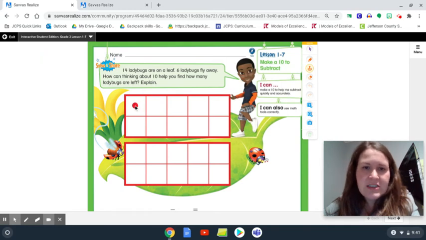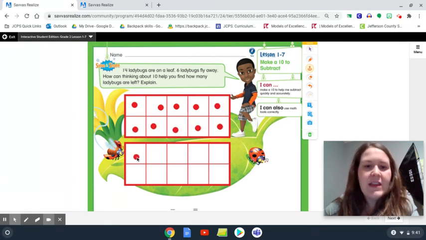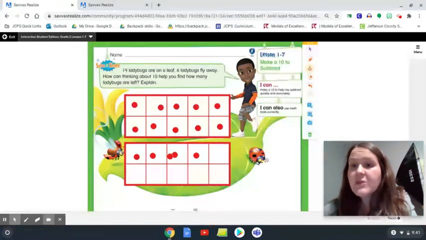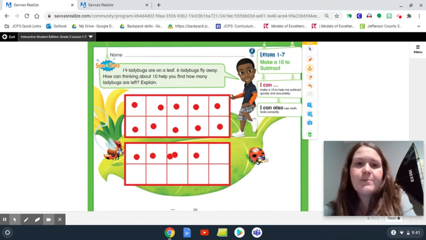So I'm going to do 14 ladybugs. And we know whenever we do a 10 frame, we always start at the top and then go from left to right. So 1, 2, 3, 4, 5, 6, 7, 8, 9, 10, 11, 12, 13, 14. All right, so if I look here, I made a 10. And I've got 4 left over because 10 plus 4 would equal 14.